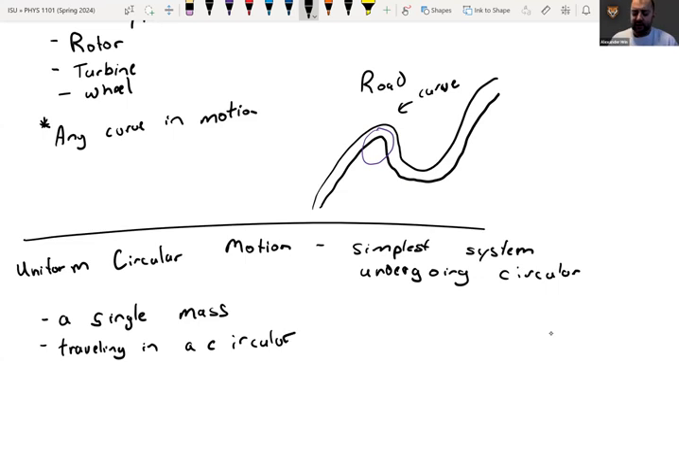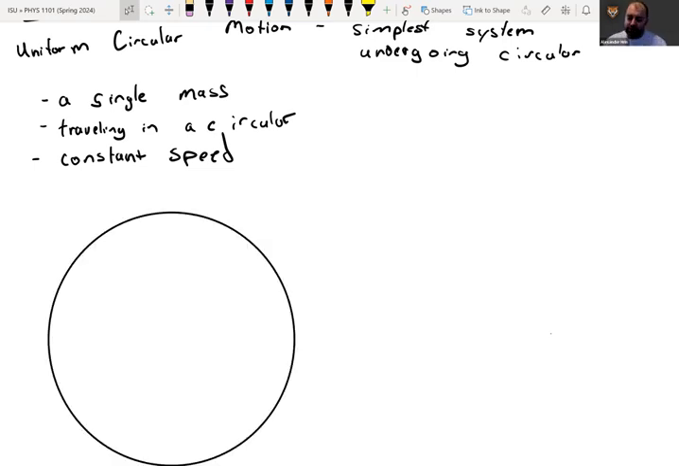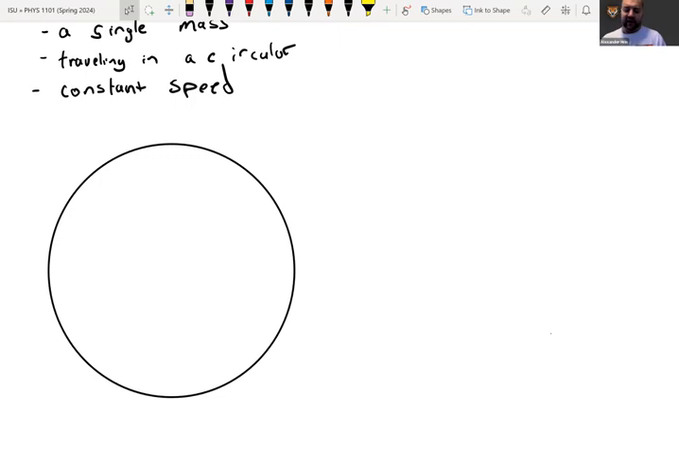And finally, the last aspect is it's going at a constant speed. All right, so I'm going to grab the circle from the notes because I'm just not good at drawing circles. There we go. So basically what we have here is we're going around clockwise like so.